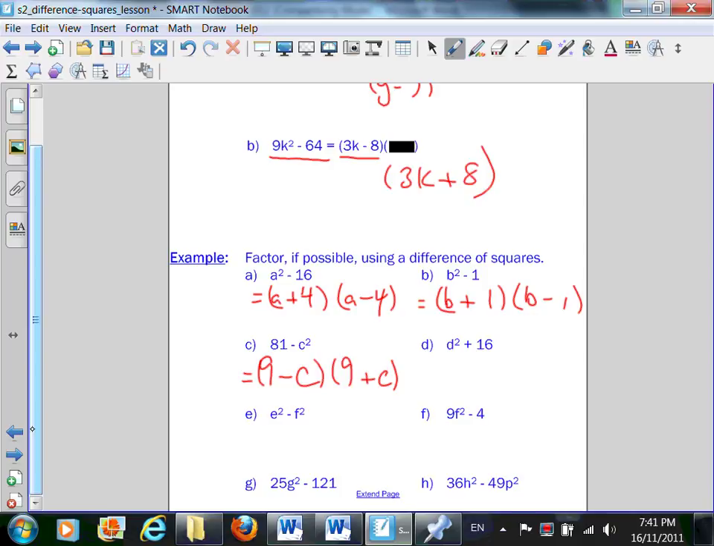Question D, d squared plus 16. So, make our two brackets, plus, minus. Okay, how do we do this? Well, oh, sneaky question. Because this question has a plus sign in the middle. It's not a difference, which means minus or subtracting. It's not a difference of squares. It's a sum of squares.